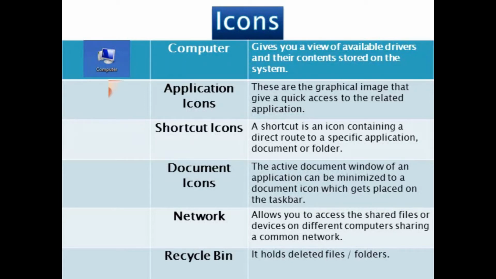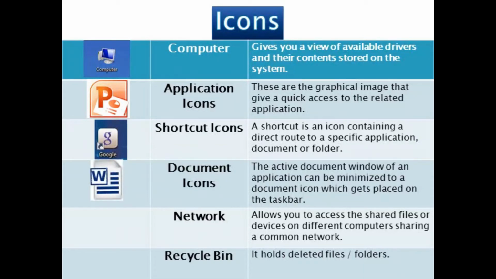Next is application icons. These are graphical images that give quick access to the related application. Shortcut icons. A shortcut is an icon containing a direct route to a specific application, document, or folder. It has a small jump arrow on its lower left corner. Document icons. The active document window of an application can be minimized to the document icon, which gets placed on the taskbar.